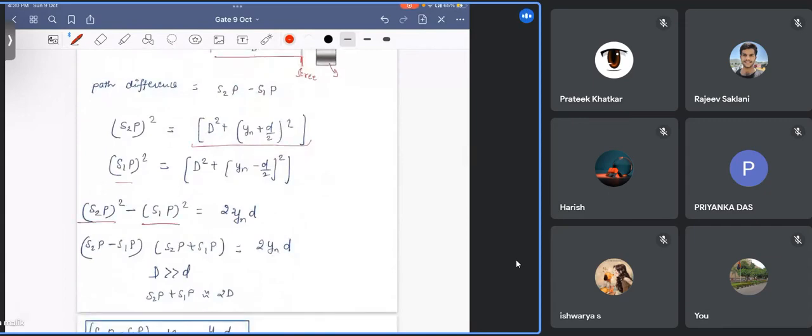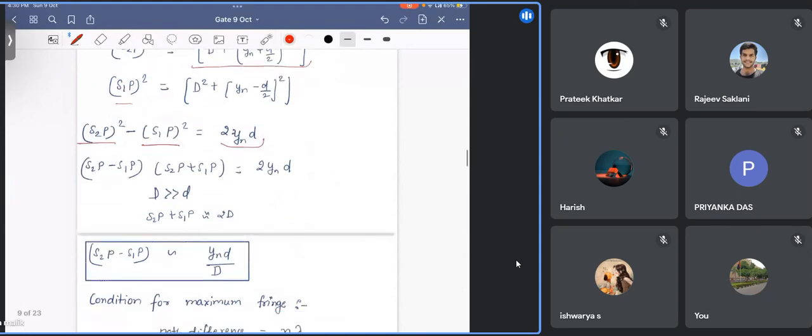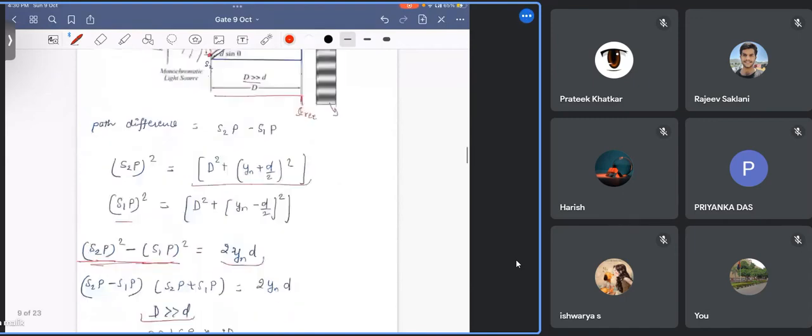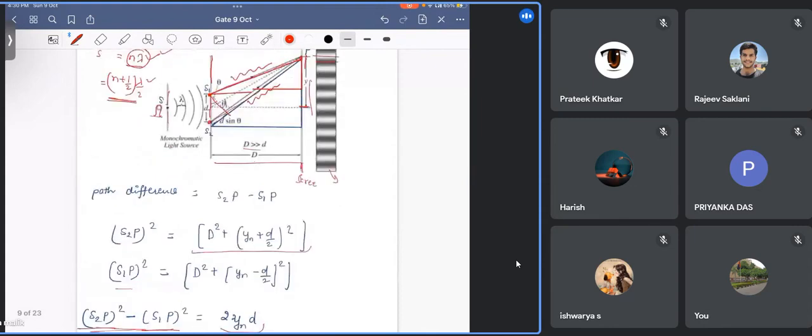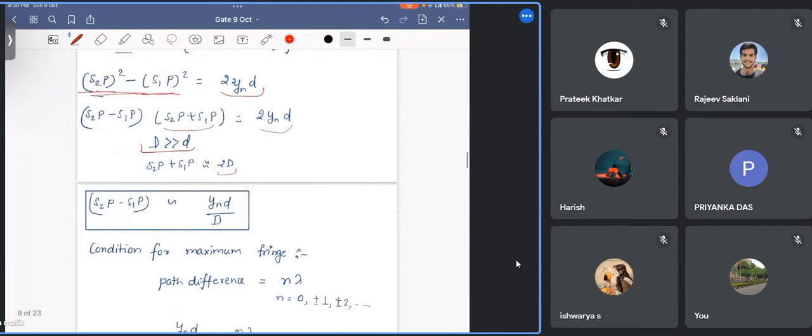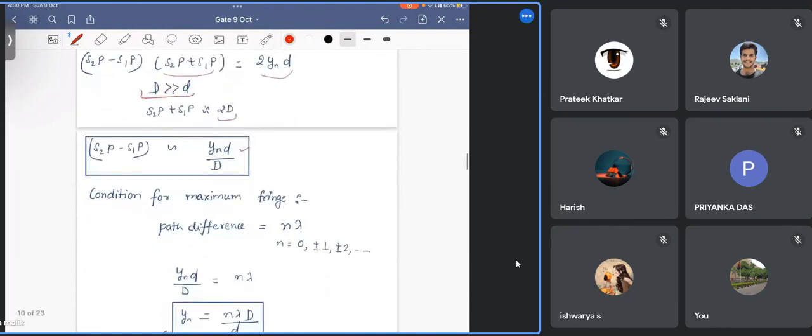We will calculate S2P square minus S1P square, which is 2yd, and then the a square minus b square formula is used, a minus b times a plus b. And whenever capital D is much greater than small d, that means your screen is placed at a greater distance compared to these sources, in that case we can take this distance to be equal. And when we put S2P plus S1P as 2D in this equation, the path difference comes out to be yd by D. So n represents the nth fringe.